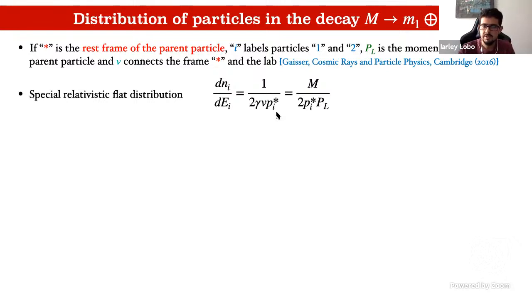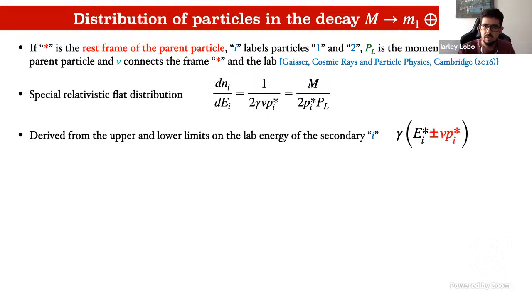And if I use the standard Lorentz transformation, I find this kind of expression here, and then one needs to specify the momentum of the secondary particles in terms of the masses of the particles and the mass of the parent particle. And this flat distribution is derived from the upper and lower limits in the energies of the particles in the lab, which are given by this kind of expression. It comes from the special relativistic expression, because here I'm writing the special relativistic case, the undeformed case. And these factors come from considering these plus or minus boost parameters.